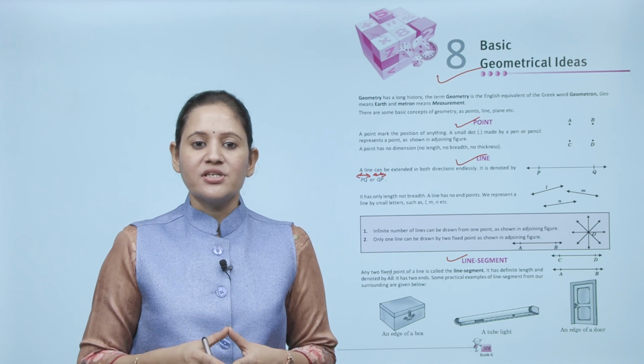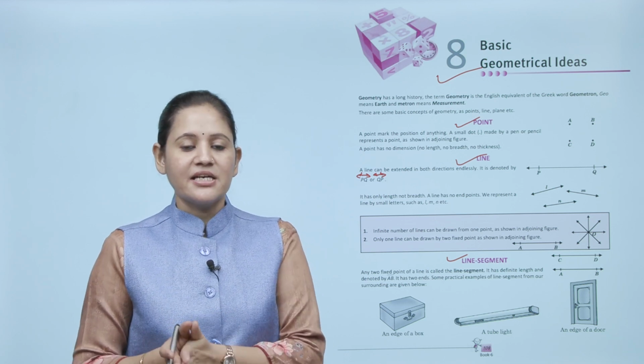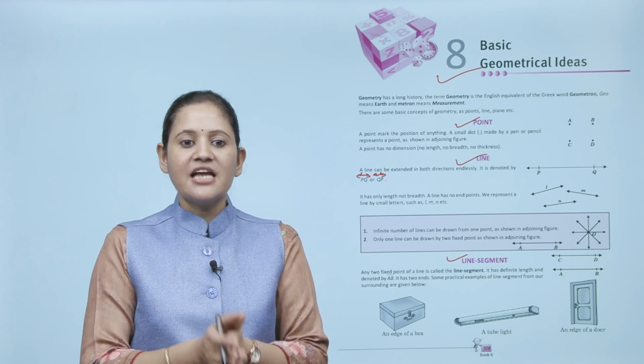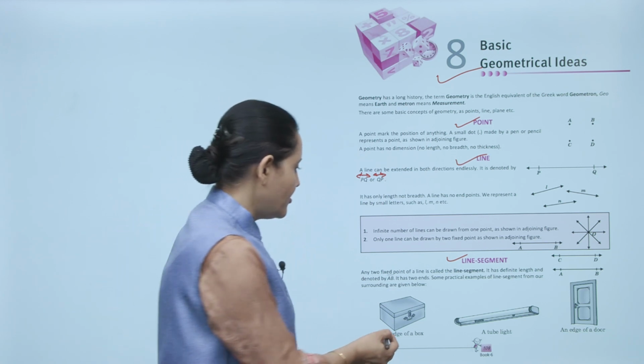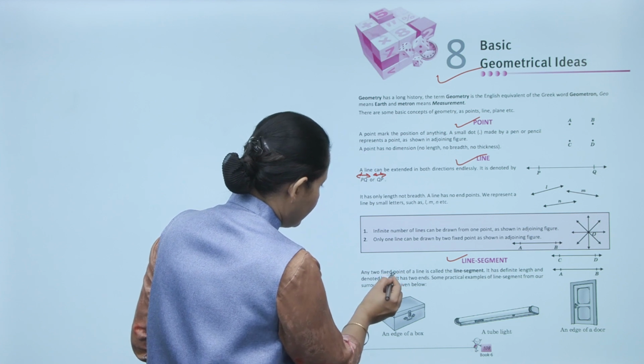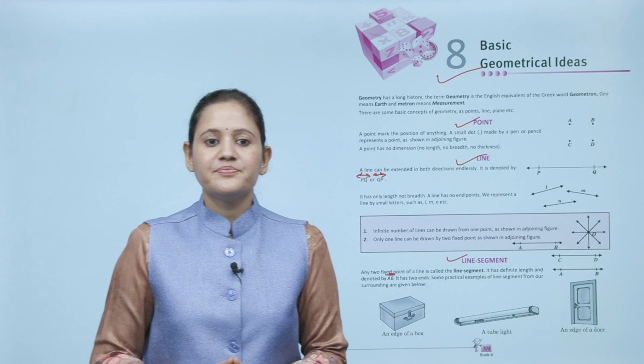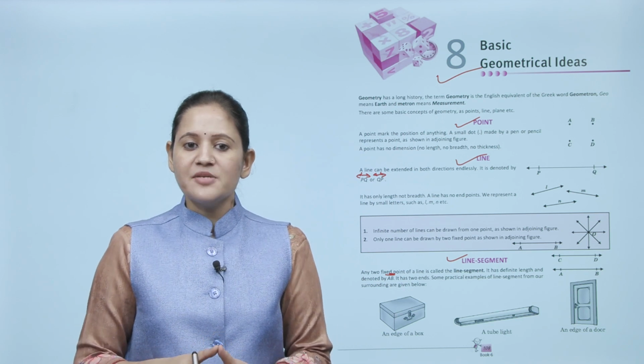Next, line segment. Any two fixed points of a line form a line segment. Segment means part of something. It has a definite length and is denoted by AB. This is a line segment. It has two endpoints.